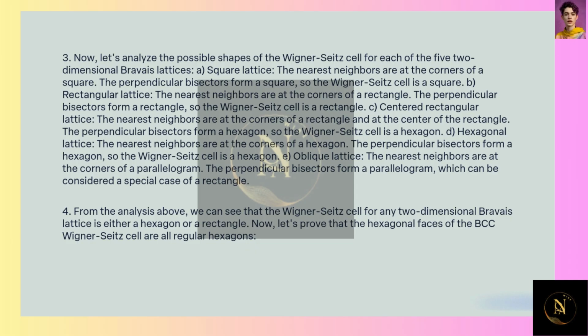4. From the analysis above, we can see that the Wigner Seitz cell for any two-dimensional Bravais lattice is either a hexagon or a rectangle. Now, let's prove that the hexagonal faces of the BCC Wigner Seitz cell are all regular hexagons.